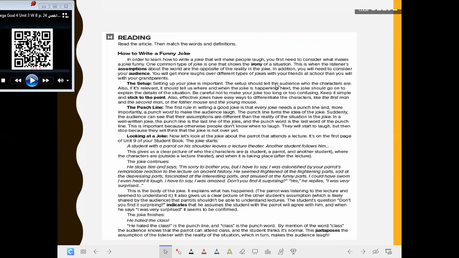Okay, so to not waste time, let's start our lesson today. As you see, my dear students, this is a lesson about reading. He wants us to read the article, then match the words and definitions. Okay. Now I want a student to start reading.